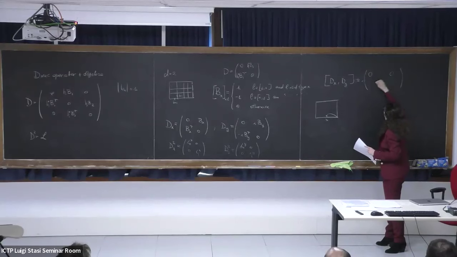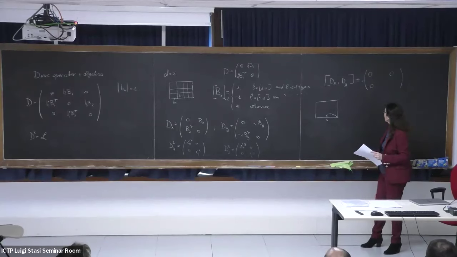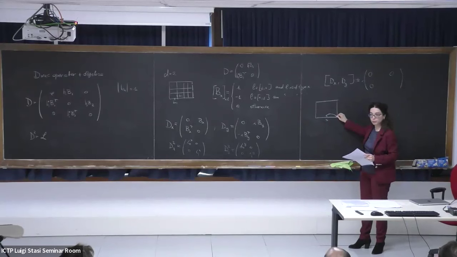This is also zero because I just need to go from node to edges and from edge to node. What about this? So here I am from an edge. I do the gradient in the x direction and I go to a node. And now I apply dy. I do the gradient in the y direction.